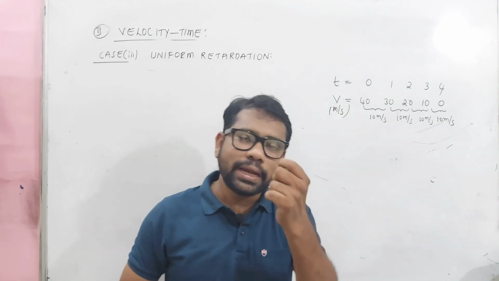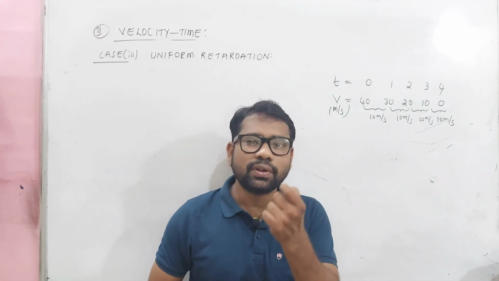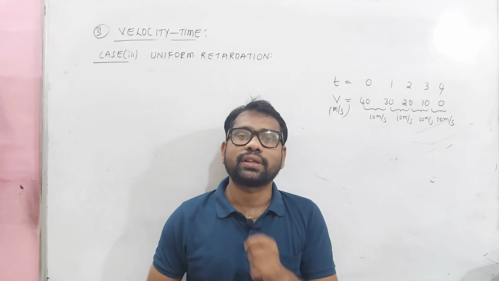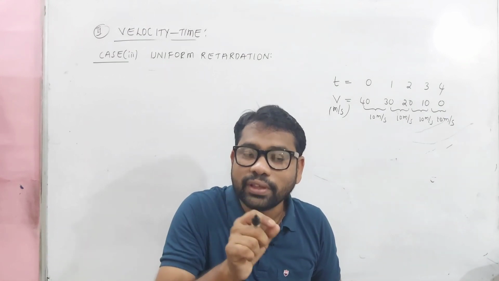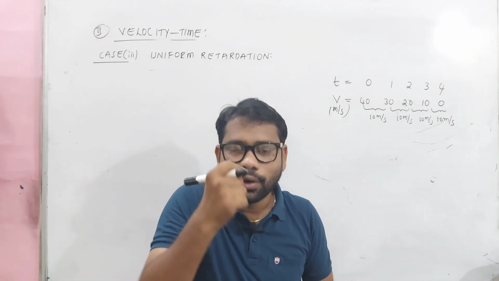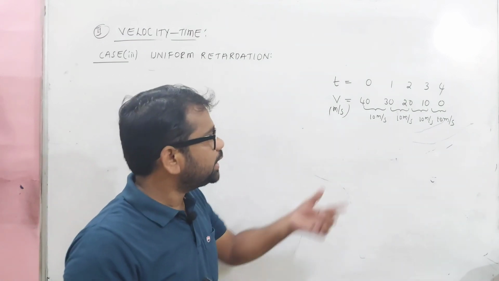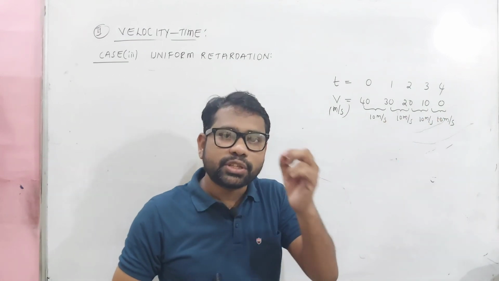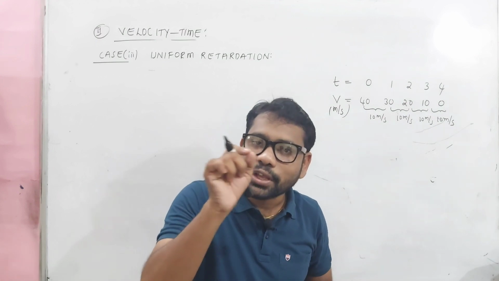Which means what? We are getting negative values for the change in velocity, which means the acceleration is also negative only. Which means the body is moving with retardation. And what type of retardation does it have? It has uniform retardation, which means the change in velocity is uniform.